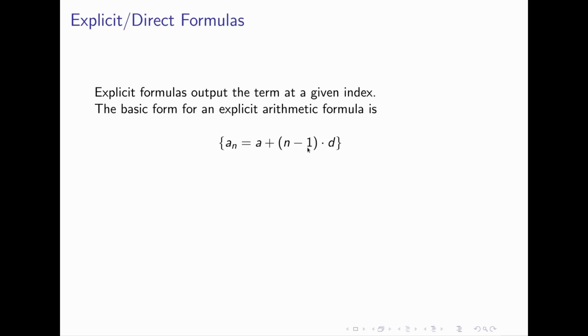Or when we do the n minus 1, when we put in 1, we'll get 0. And we multiply that by d. Multiplication makes sense here, because multiplication is repeated addition. And what we're doing is repeating addition between each step.